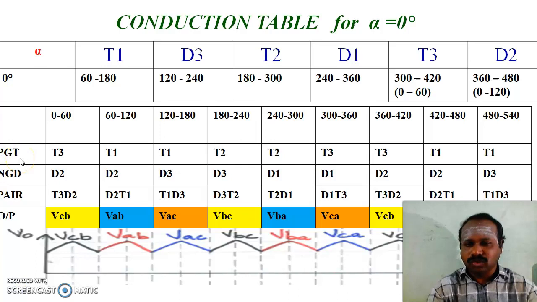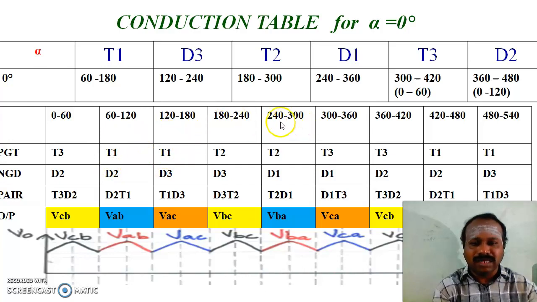This is the PGT, positive group device, and NGD, negative group device, it is the pair and output voltage. So for alpha equal to 0 degree, the first positive group thyristor T1 starts the conduction at 60 degree, and it continues its conduction for the next 120 degree, that is from 60 degree to 180 degree. From 180 to 300, for the next 120 degree, the second thyristor T2 conducts, and for another 120 degree from 300 to 420, the third thyristor T3 conducts. After this T3, T1 will conduct for 120 degree.